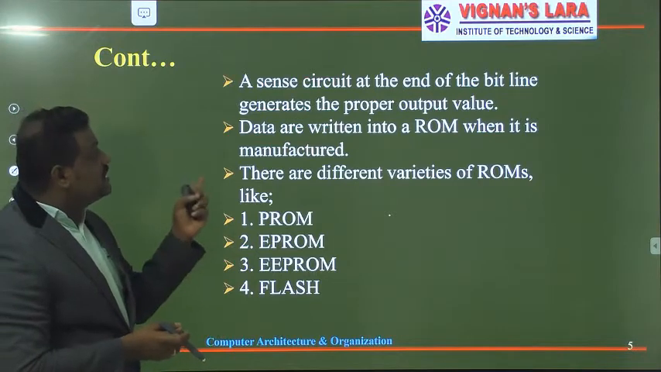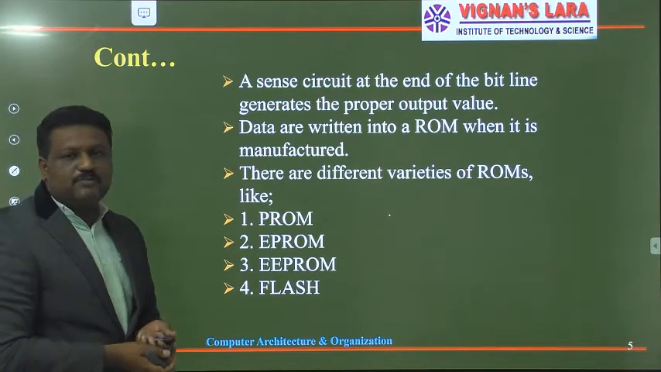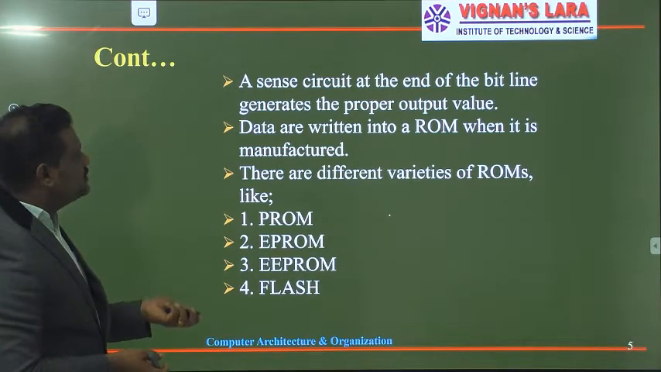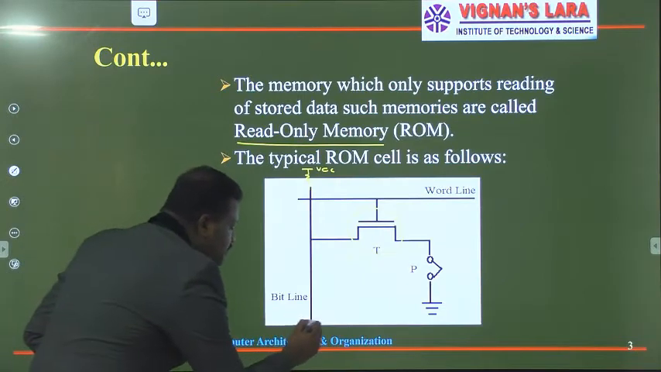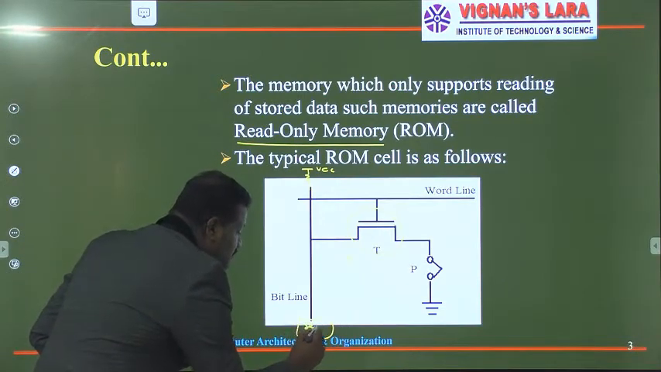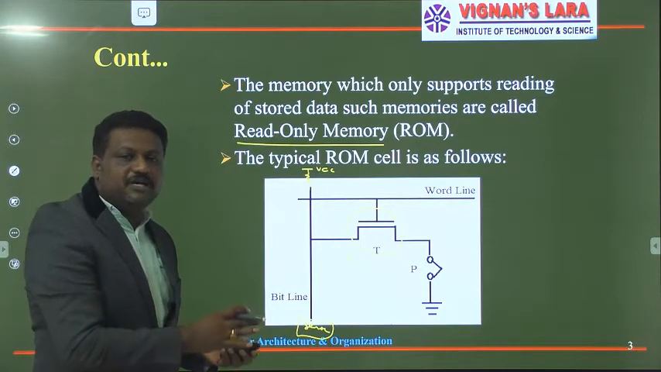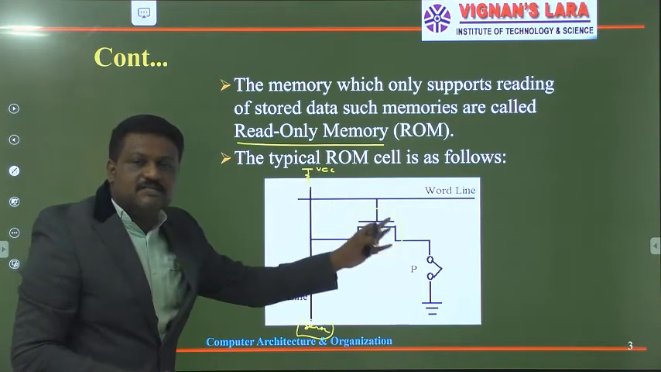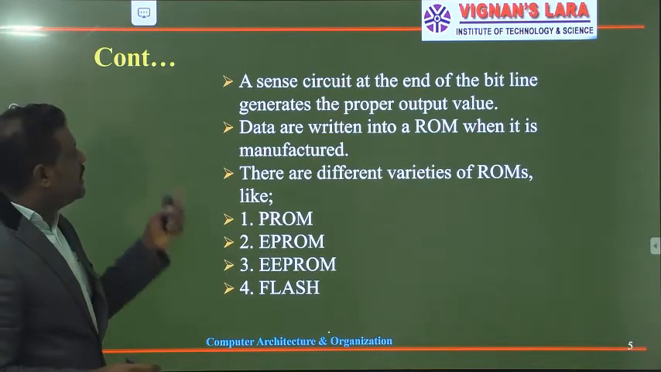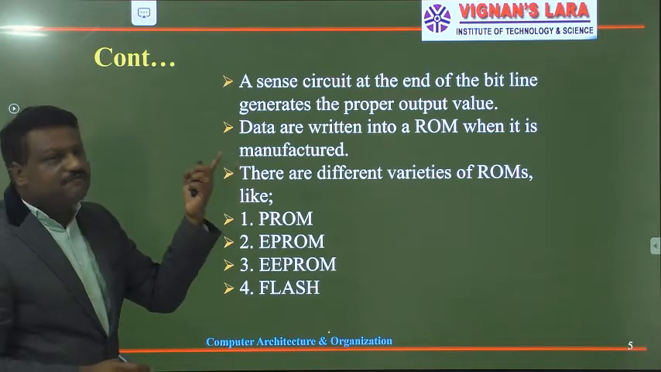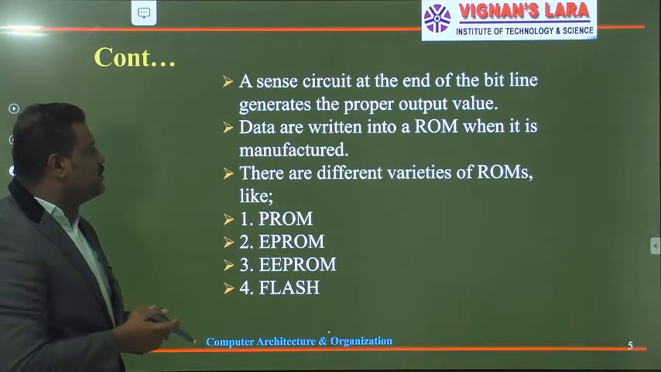And here there is a sense circuit at the end of the bit line that generates the proper output value. This sense circuit produces the output value, which is a 1 or a 0, that was present in this memory cell. So that's what we are saying here: a sense circuit at the end of the bit line generates a proper output value, that means 1 or 0.